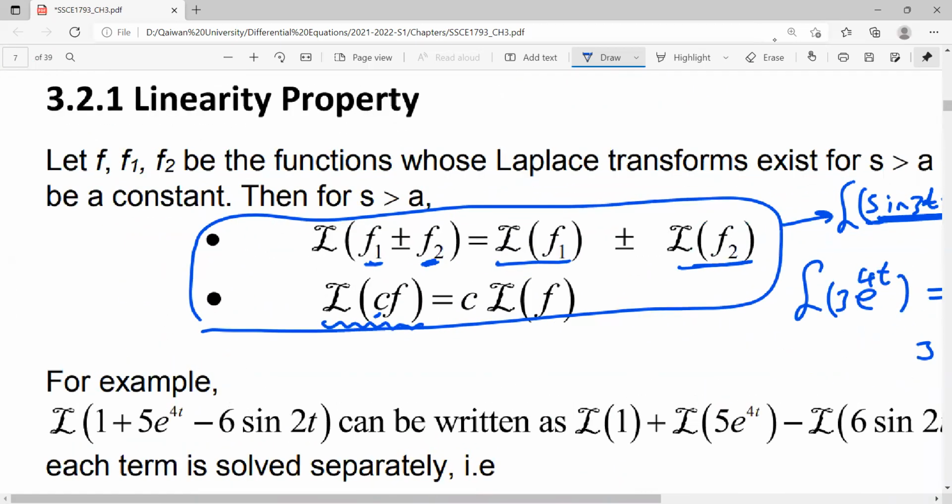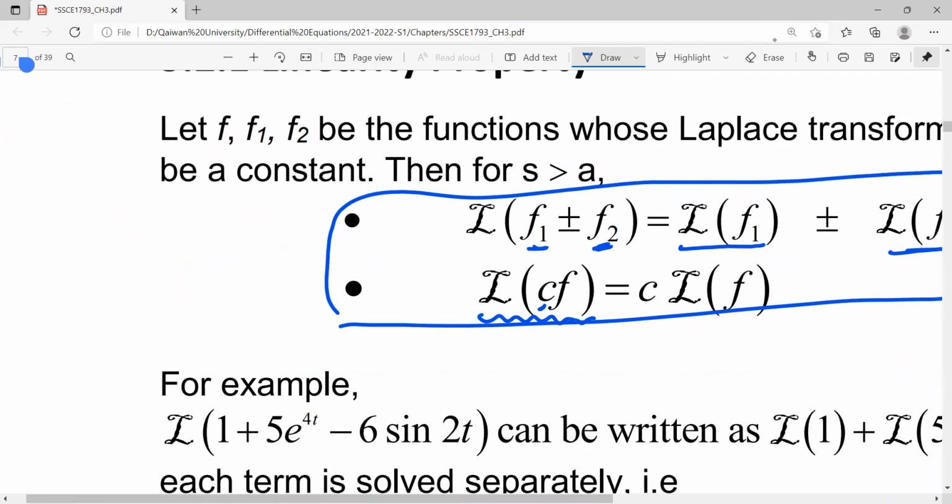Here we have an example. We have the sum of 3 functions: 1 plus 5e to the power 4t minus 6 sine 2t. Here we take the Laplace transform for 1, and the Laplace transform for 5e to the power 4t, and the Laplace transform of 6 sine 2t. Then we find each Laplace transform. After finding the Laplace transforms, we find the sum or difference of the results.